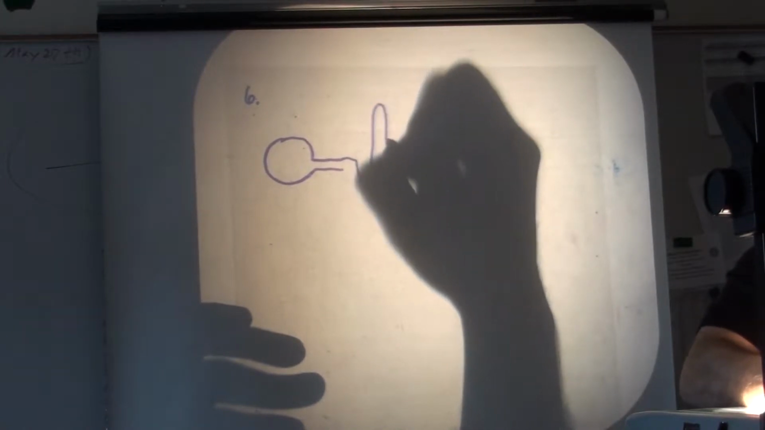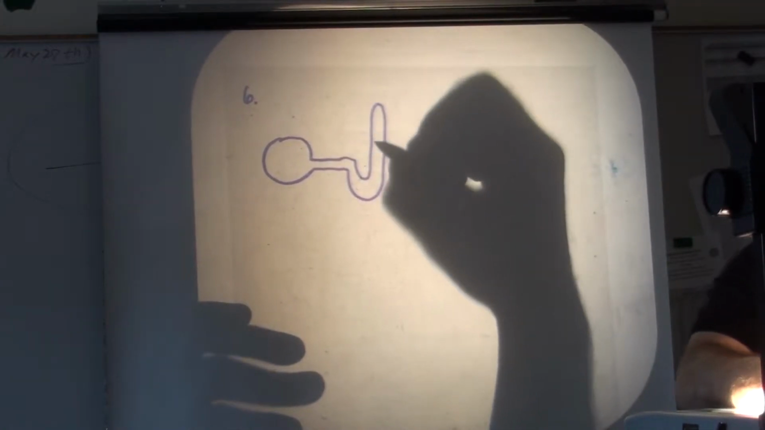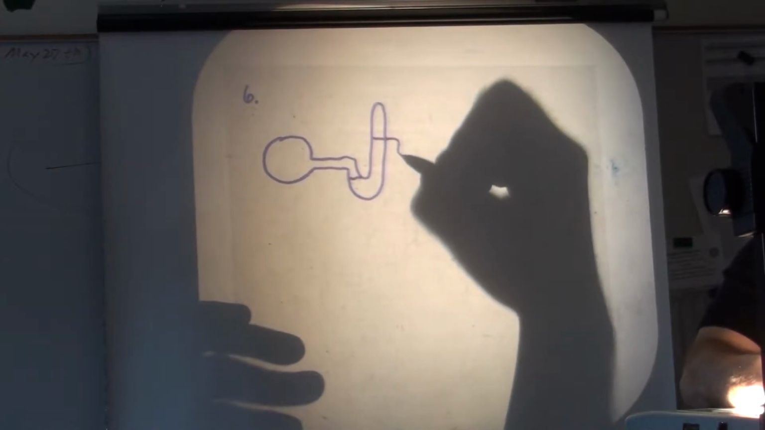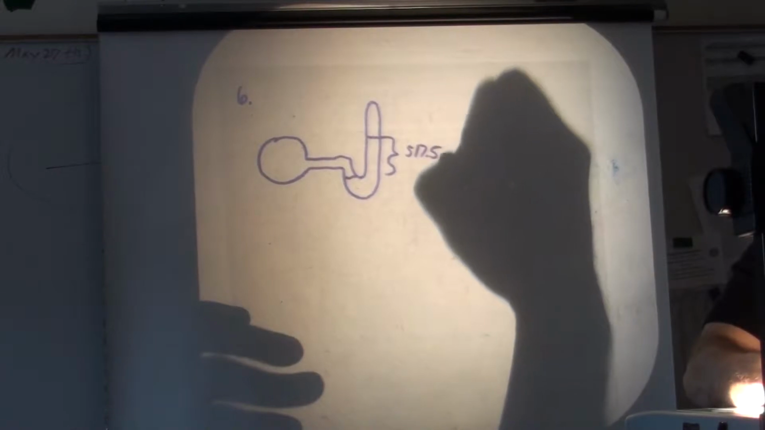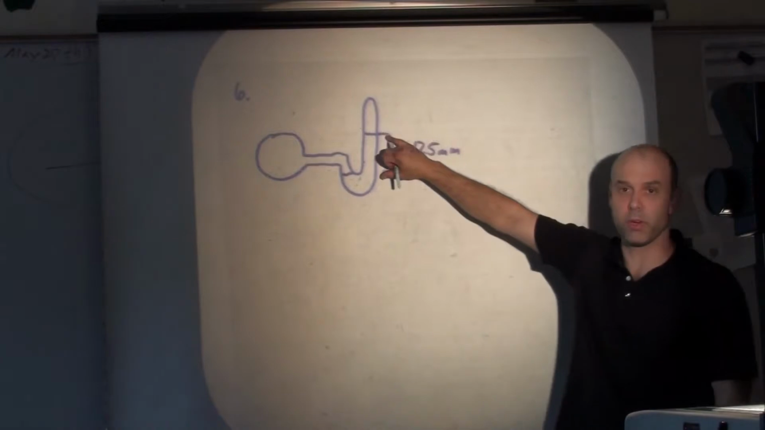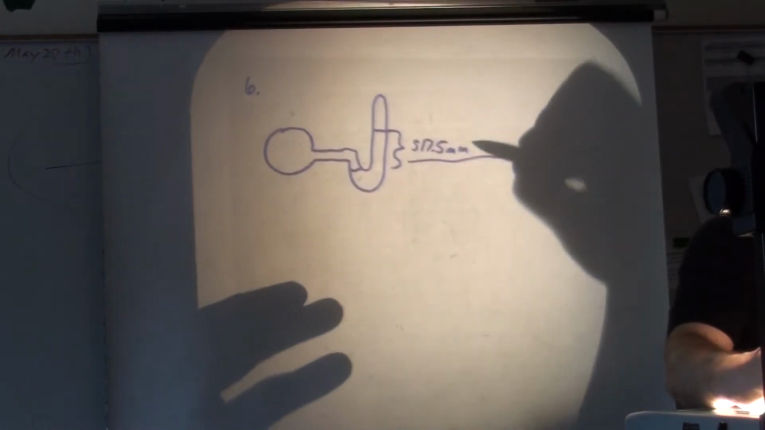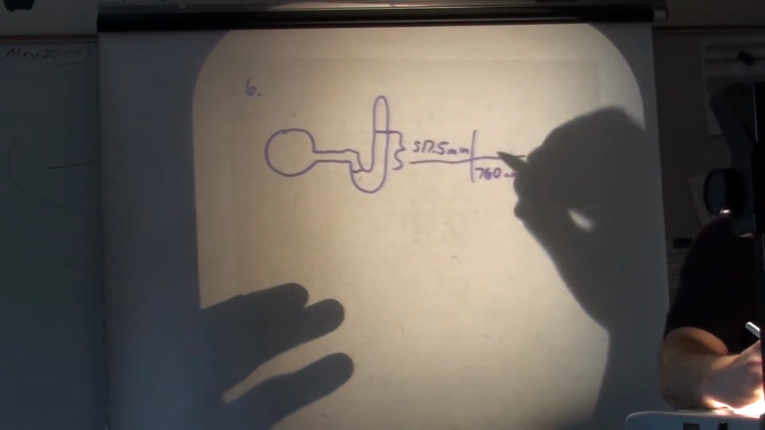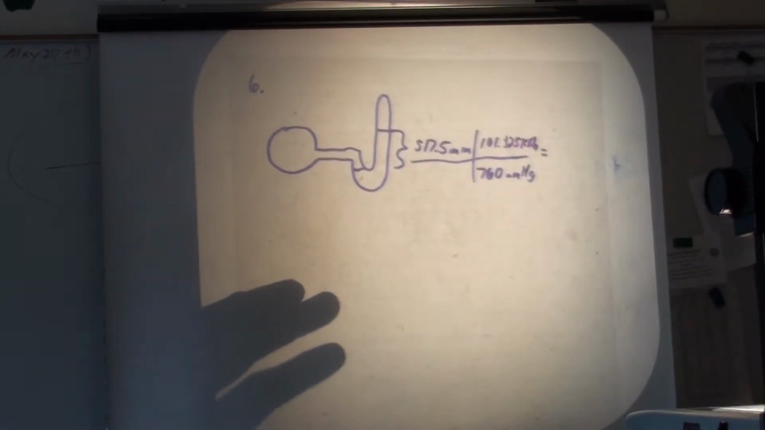Okay, closed manometer. With a closed manometer, the height difference is always higher in the closed end arm. The height difference is 517.5. The pressure is just the height difference. That's the pressure. So all you have to do is convert to kPa. That divided by that.